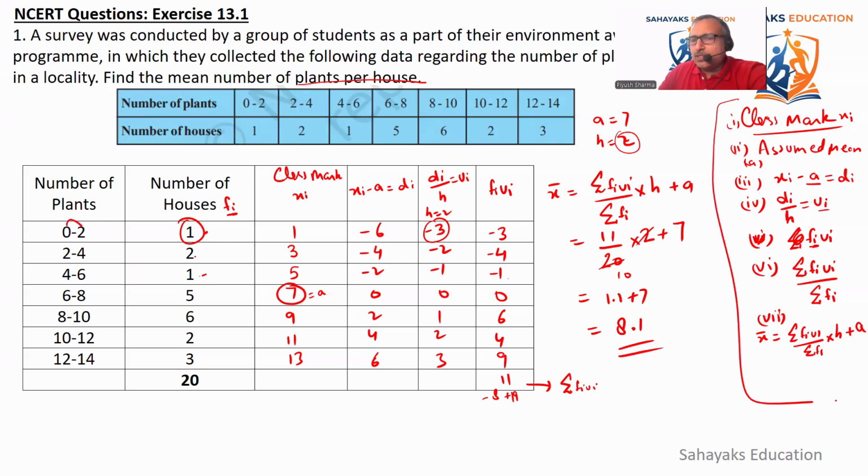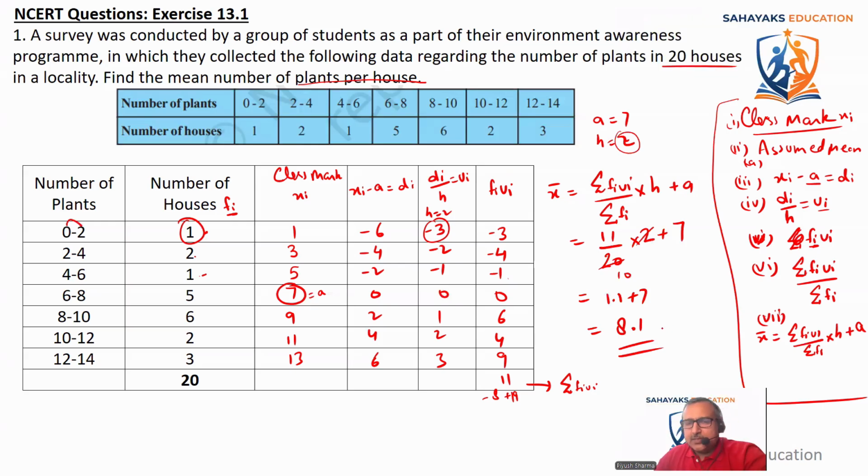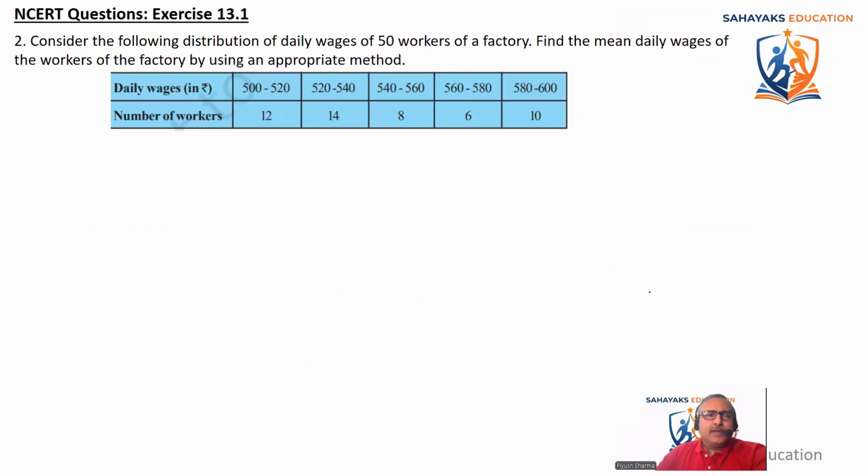So please remember these steps. In the next question also, I'm going to repeat the same steps so that you understand these steps better. So let's do the next question. Consider the following distribution of daily wages of 50 workers of a factory. Find the mean daily wages of the workers of the factory by using an appropriate method.